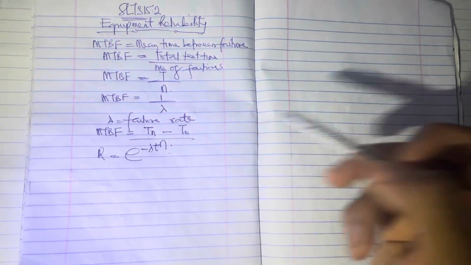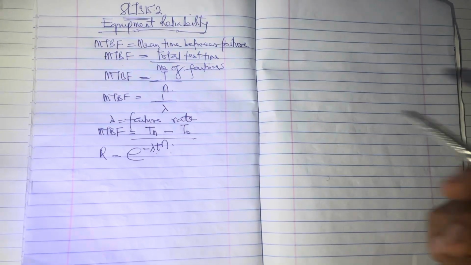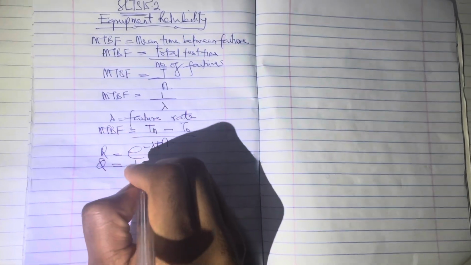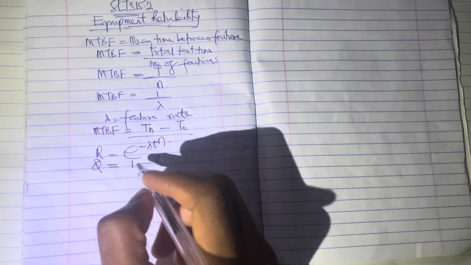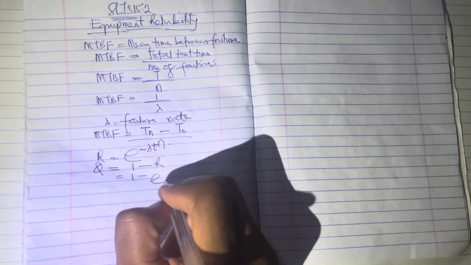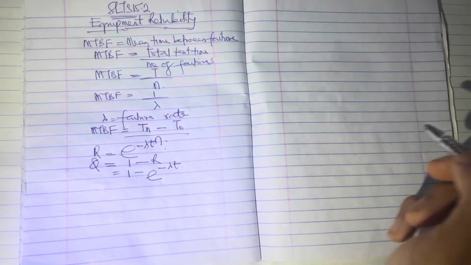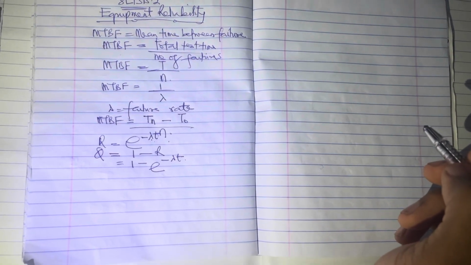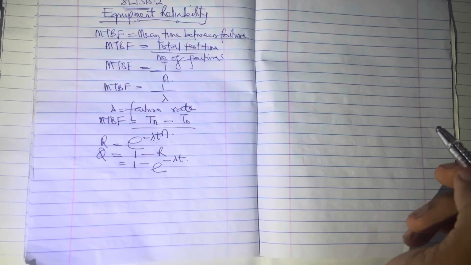All right, this e, of course, we know is the exponent. Your R is reliability. Then there's what we call unreliability. Unreliability is given as Q. Unreliability is 1 minus reliability. That is 1 minus R, which is 1 minus e raised to the power of minus lambda t. So it's very important to take note of that.